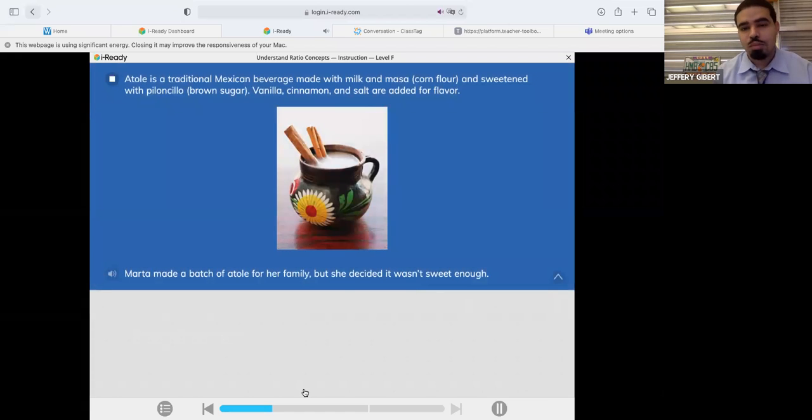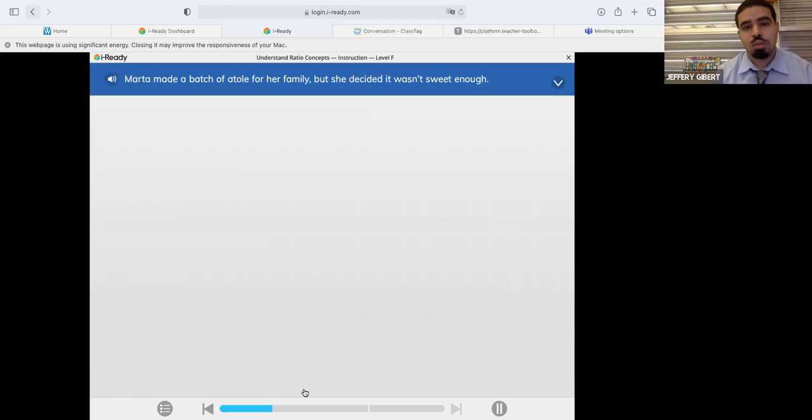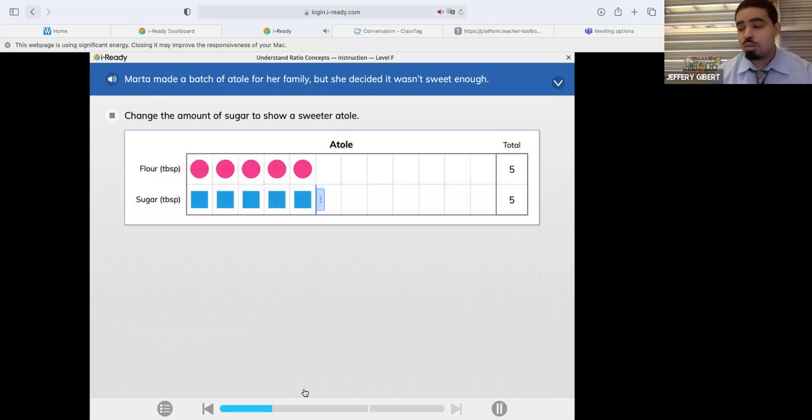Atole is a traditional Mexican beverage made with milk and masa, corn flour, and sweetened with piloncillo, brown sugar. Vanilla, cinnamon, and salt are added for flavor. Marta made a batch of atole for her family, but she decided it wasn't sweet enough. Change the amount of sugar to show a sweeter atole.